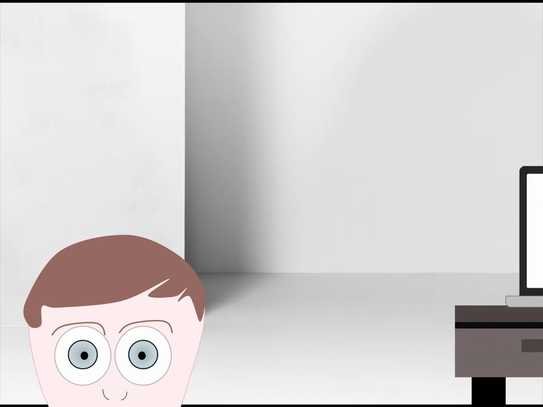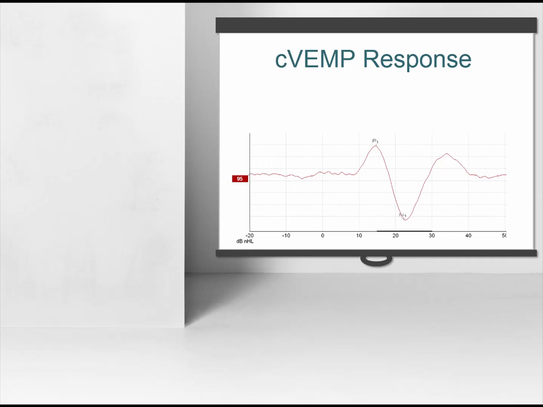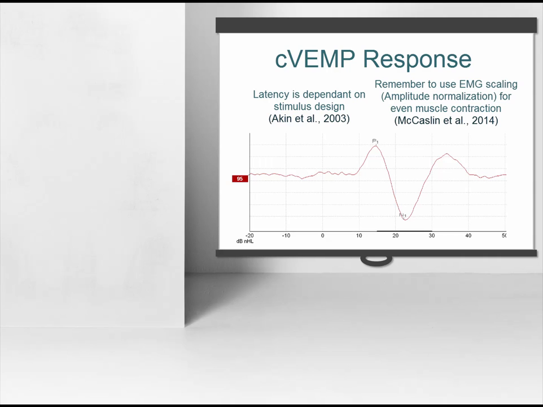The cVEMP response is well documented and is said to be represented by 2 distinct peaks, P1 occurring at approximately 13 milliseconds and N1 occurring at approximately 23 milliseconds. The latency of these waveforms is of course dependent on the design of the stimulus chosen to elicit the cVEMP. Furthermore, it is recommended to use EMG scaling to ensure even muscle contraction.